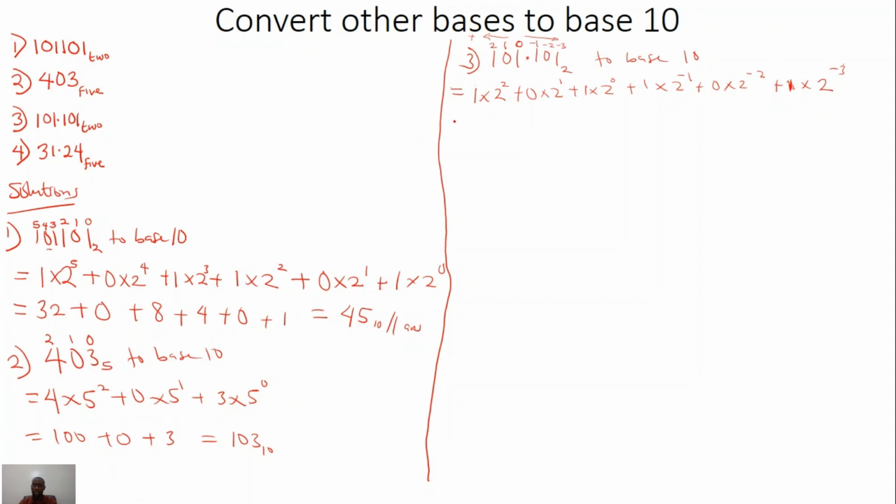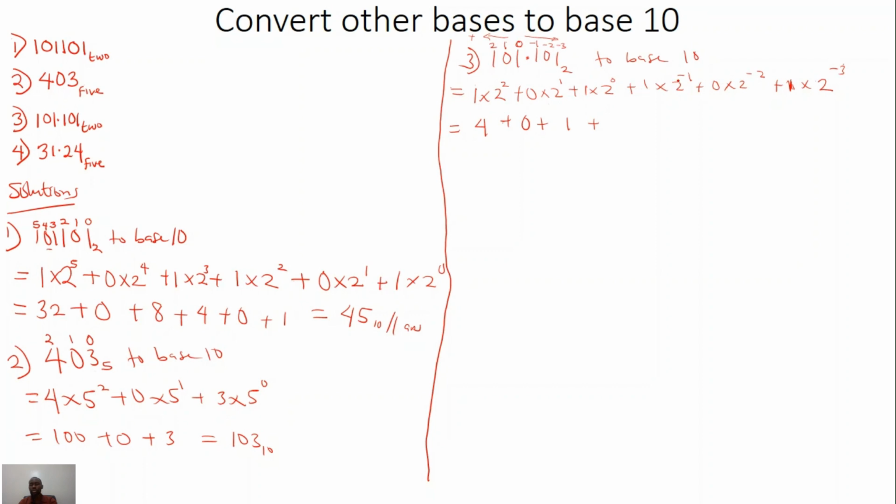Okay, if we evaluate this, we'll get 1, this one will be equals to 4, this one will be equals to 0. Okay, this one, 2 raised to power 0 is 1, times 1, that will be equals to 1, plus 2 raised to power minus 1. If you want to know how I'm evaluating this, you can watch my video on indices. You'll see the link above.